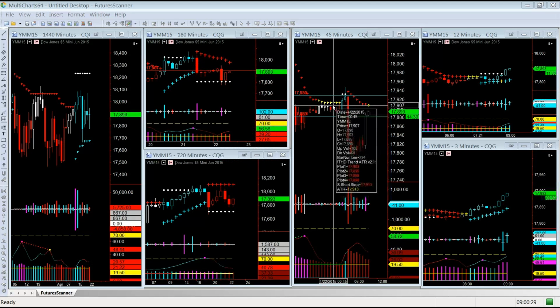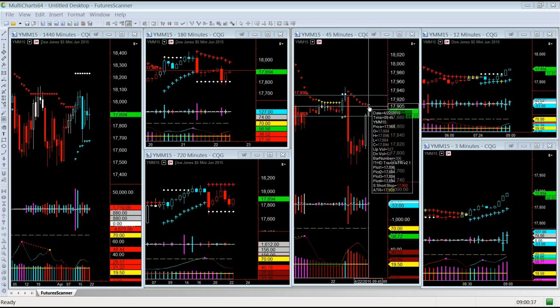Could you have some resistance at 907? Well, sure you could. They're going to have to break through that, and hopefully they'll break through it strong enough that it continues up. We'll have to wait and see.